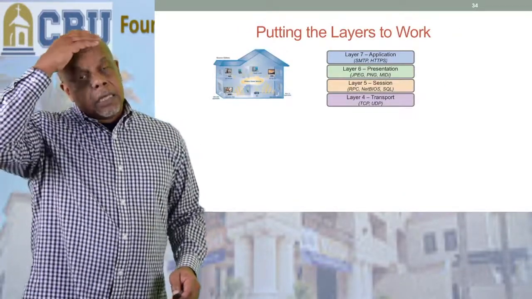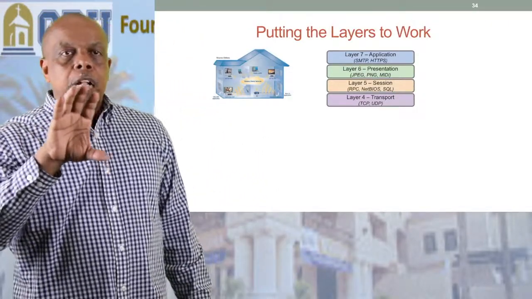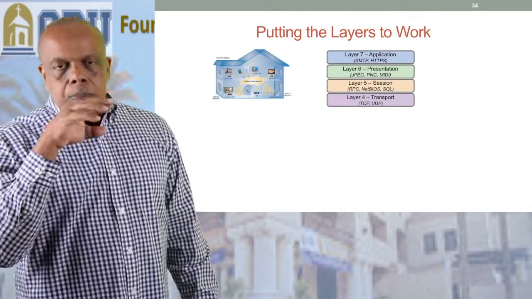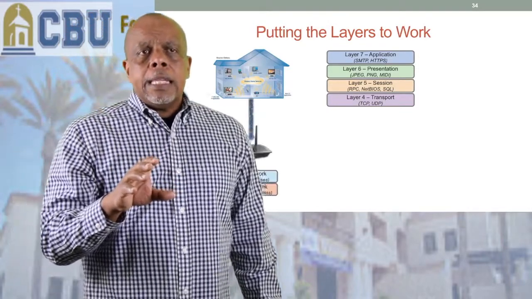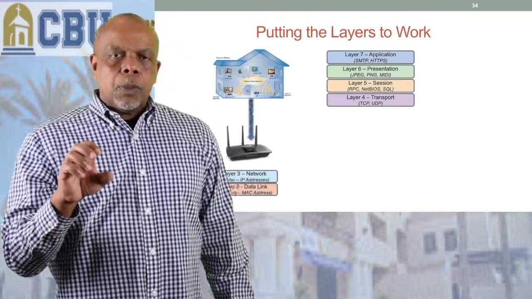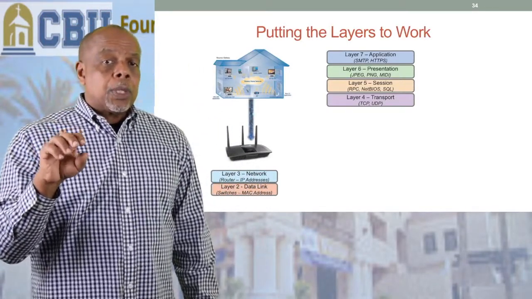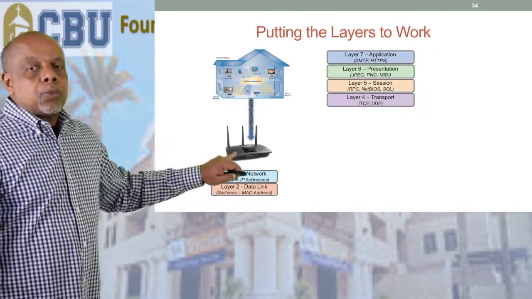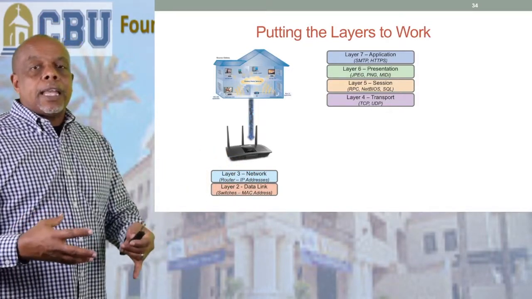So if we're going to put these layers to work in our house, like I said, those first top layers, those first four, really are part of your operating system for the most part. Now, when we look at layers 2 and 3, those exist in your router, because most of us now in our homes have a combined device. It's really a switch and a router in that same box. So you look at this box right here. That's really a switch and a router. It's a layer 2 and a layer 3 device together.